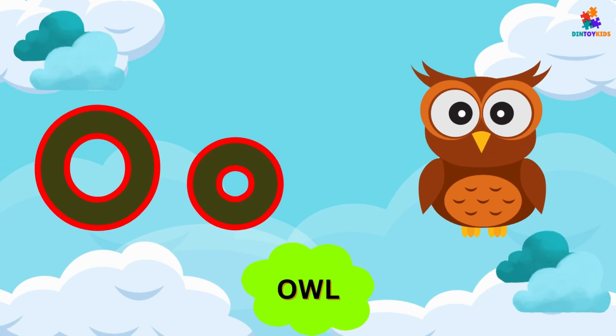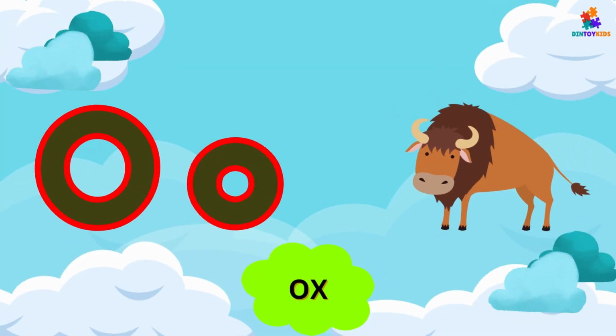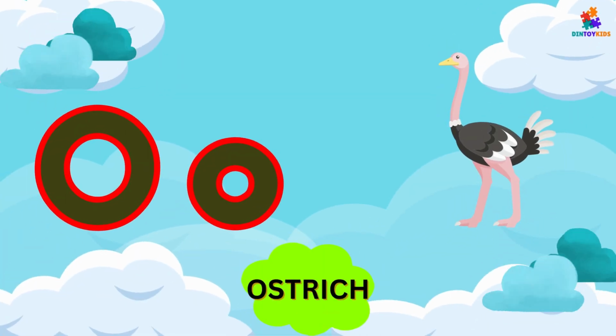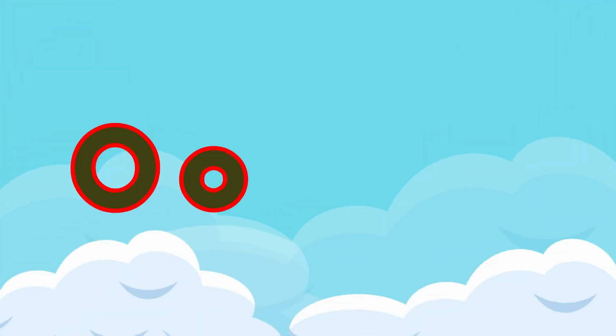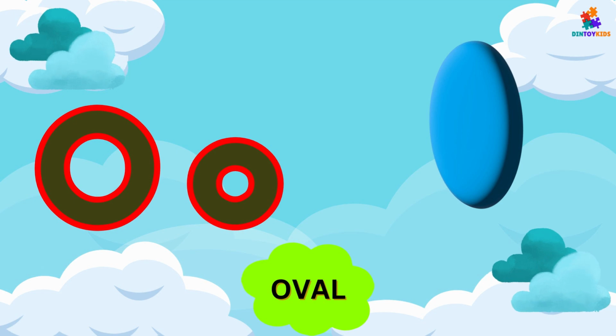O is for owl, owl. O is for ox, ox. O is for ostrich, ostrich. O is for oval, oval.